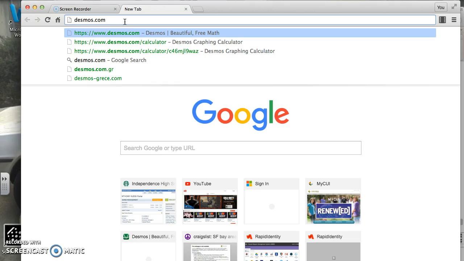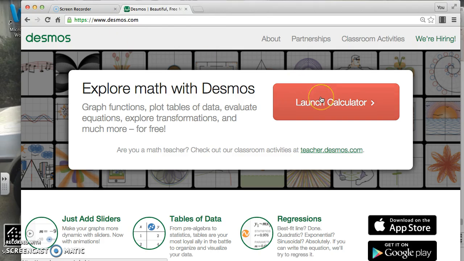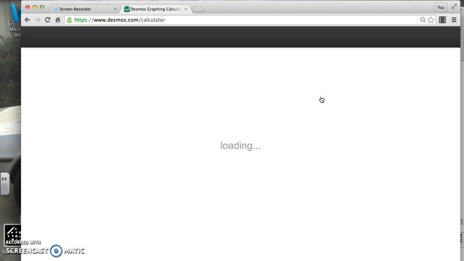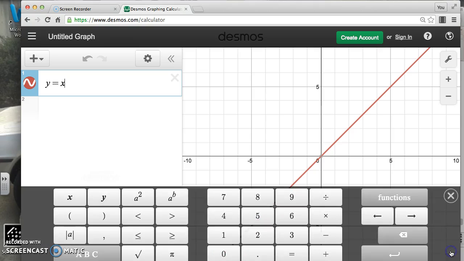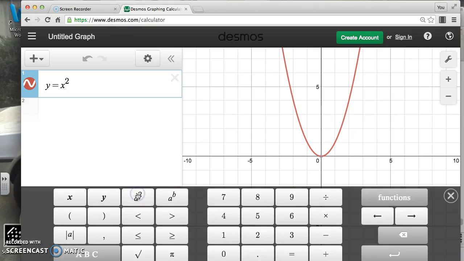So you want to go to desmos.com up here, hit enter, and launch the calculator. Once you do that, you will get a nice looking graph here, and over here is where you're going to enter equations. We're going to go with y equals x. Y equals x, obviously a straight line. But if we show keypad, we can make that x squared, and now we have a parabola.